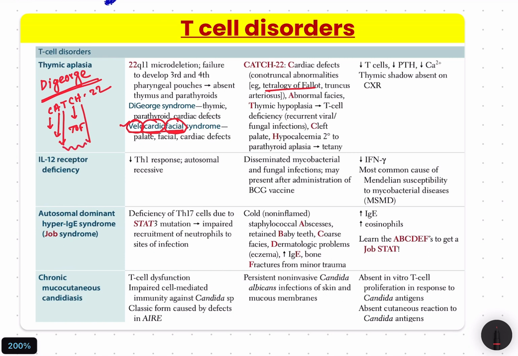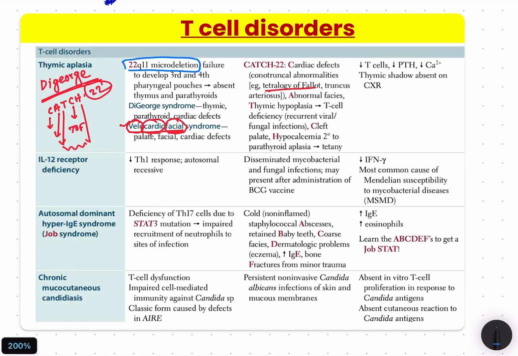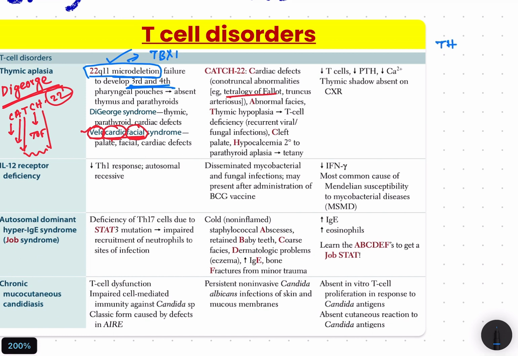In DiGeorge syndrome, this 22 denotes that a microdeletion is happening at 22q11. That means in the 22q chromosome, at the 11th position, there is a microdeletion, because there is a gene known as TBX1. This gene is responsible for the development of the third and fourth pharyngeal pouch. Do you know what structures arise from the third and fourth pharyngeal pouch? The third gives the thymus and inferior parathyroid gland, and the fourth gives the superior parathyroid gland.